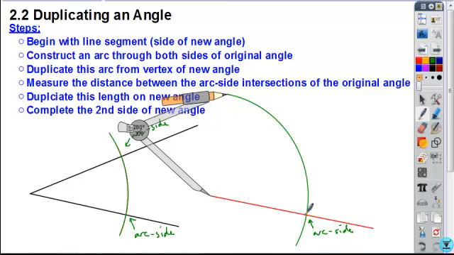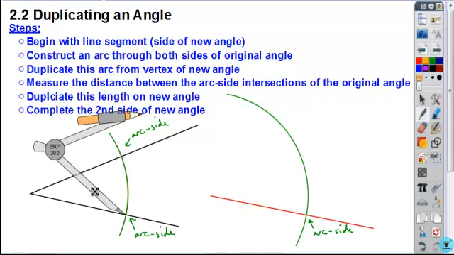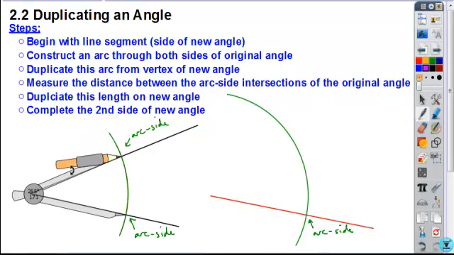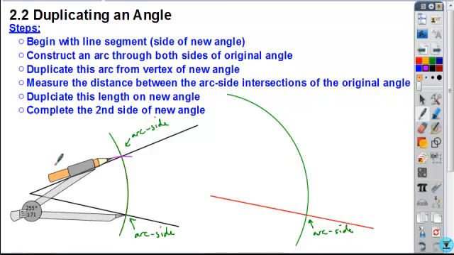So here with step 3, we duplicated the arc from the original angle onto the vertex of our new angle. Then the next step is you're going to measure the distance between these 2 arc side intersections of your original angle. The way that you measure those is what we just did, duplicating a segment. So you're going to place your compass tip on one intersection, and adjust your compass so that it passes through the other intersection. And again, show your markings. I want to see that marking there to indicate you've set your compass to the correct measurement. So this is that 4th step here.